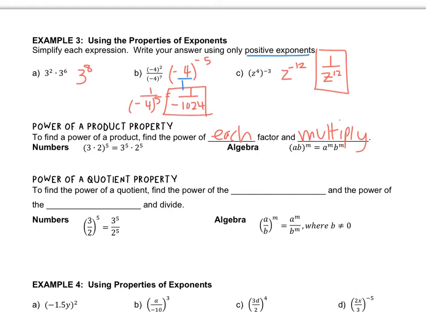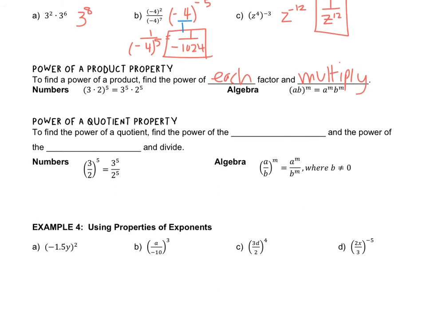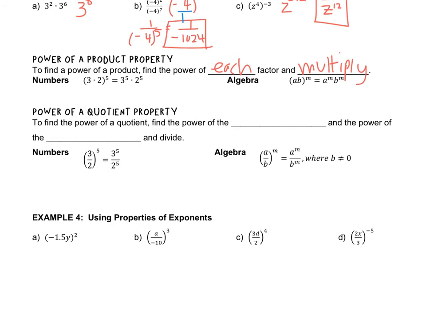So now we've got a similar skill. We're going to look at a quotient, which is a division problem. So you can see in this example, we've got a division. And the way that you do that is you find the power of the numerator and the power of the denominator, and then you divide.